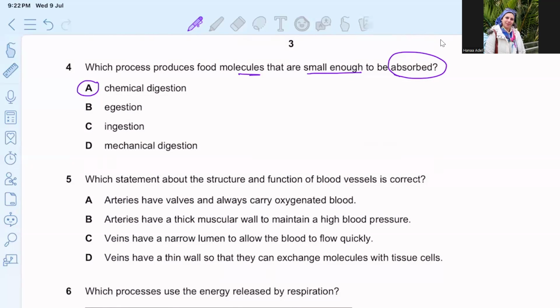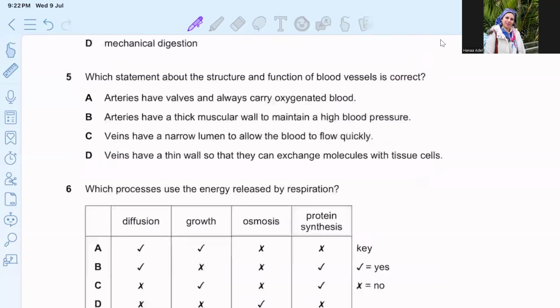Question 5. Which statement about the structure and function of blood vessel is correct? Arteries have valves and always carry oxygenated blood, or arteries have a thick muscular wall to maintain a high blood pressure, or veins have a narrow lumen to allow the blood to flow quickly, or veins have a thin wall so they can exchange molecules with tissue cells.